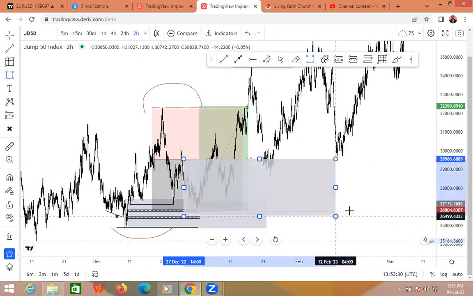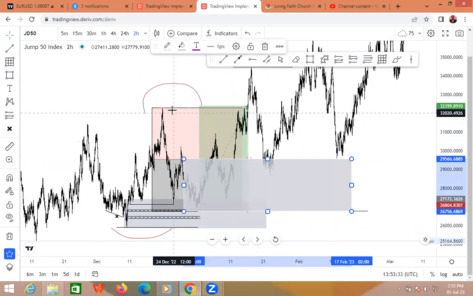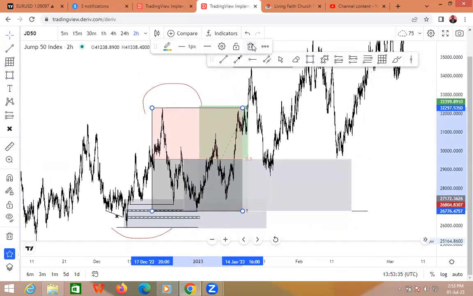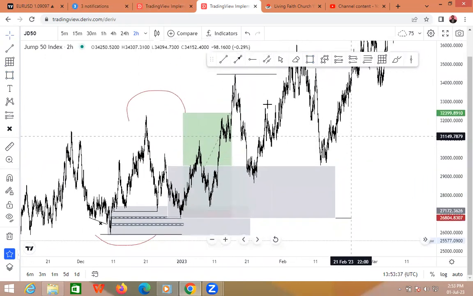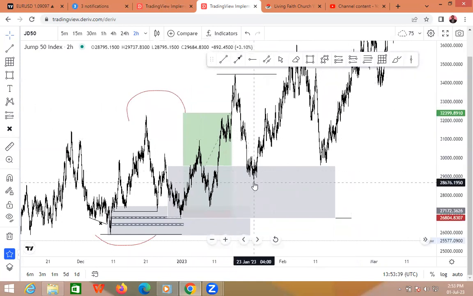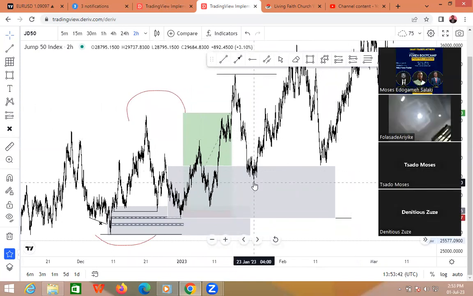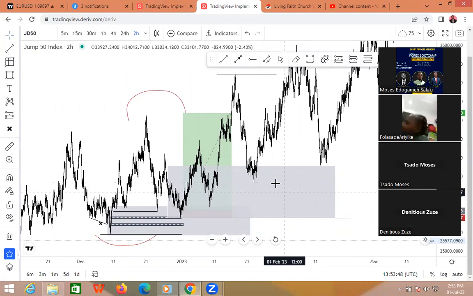That's 50% of it. That's where I want price to come back in. So where did price come into? Price came back into that 50%. Did you see it? Is it clear enough? Yes, sir. All right, so price came back into that 50%.